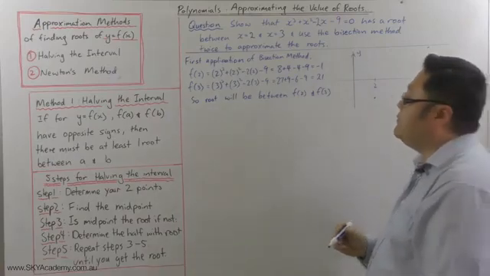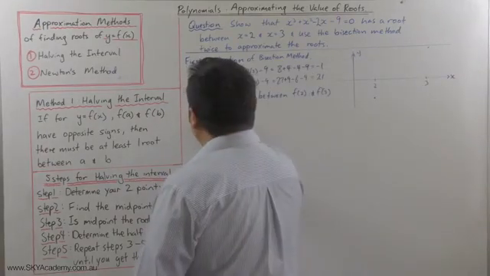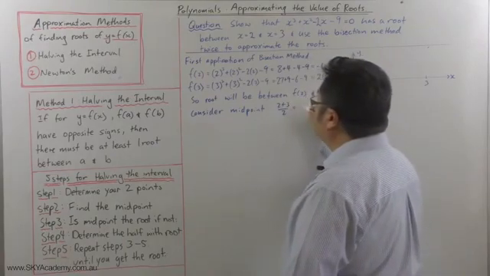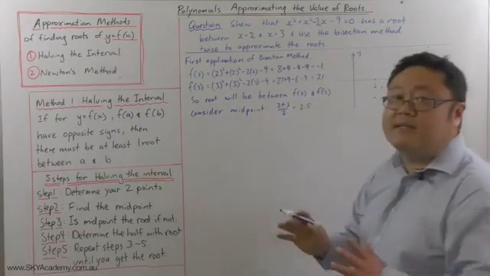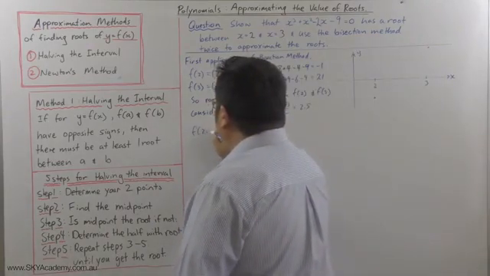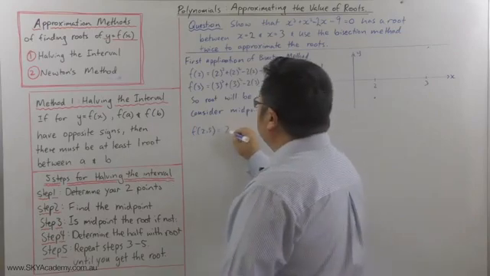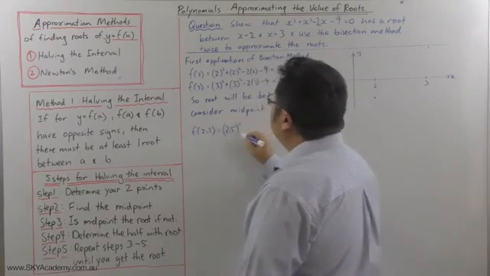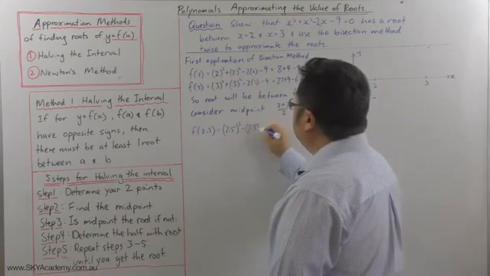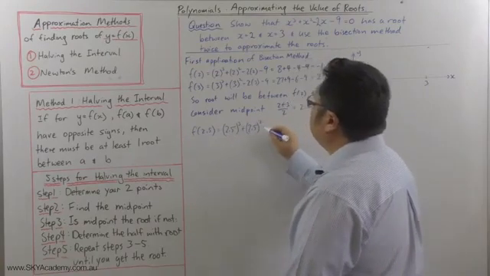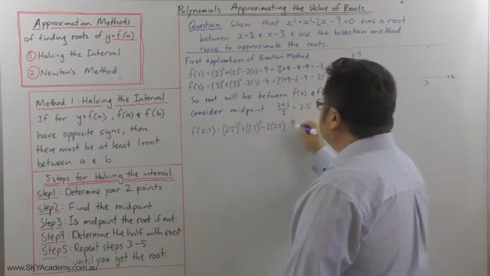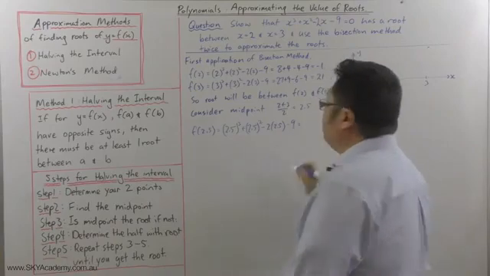All right? So, consider the midpoint. 2 plus 3 over 2 equals 2.5. Does that make sense? All right. So you go f of 2.5 is equal to 2.5 to the power of 3 plus 2.5 squared, minus 2 lots of 2.5, minus 9. So you work that out on your calculator.